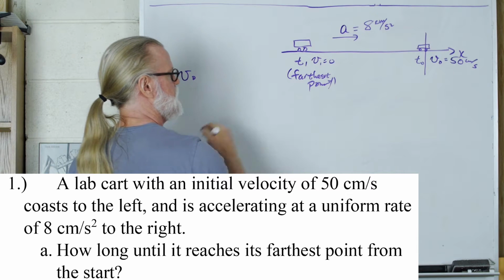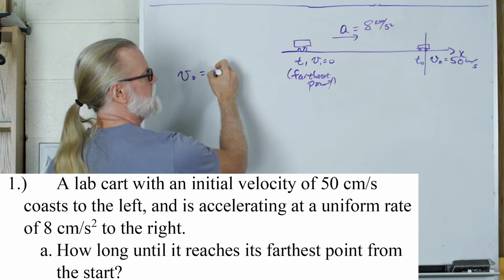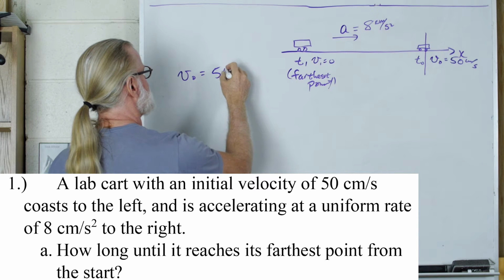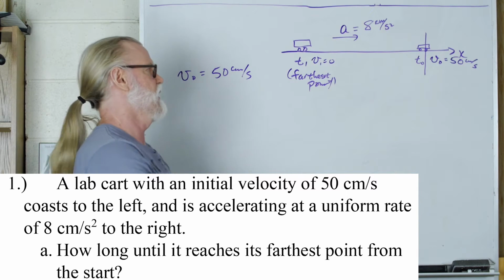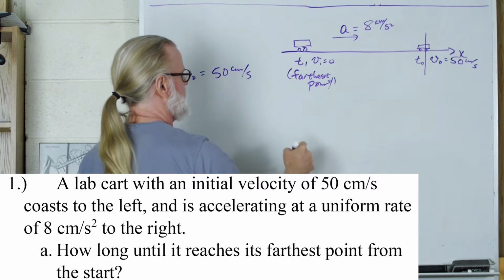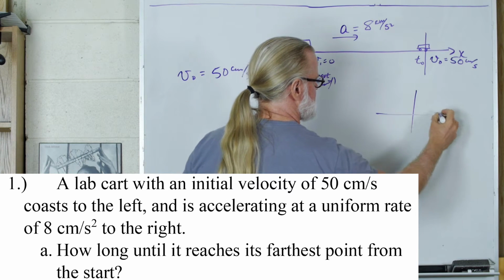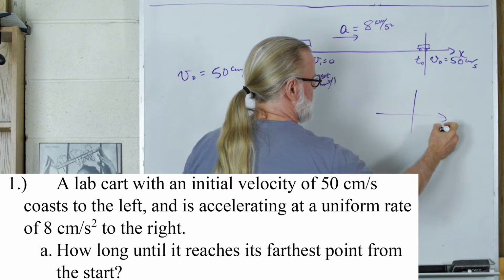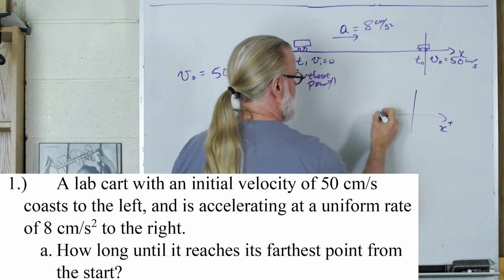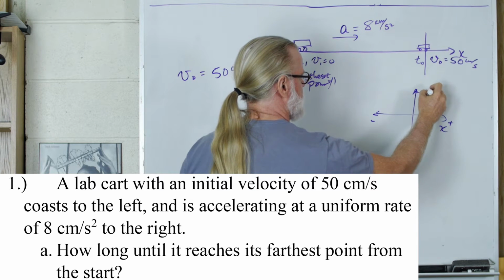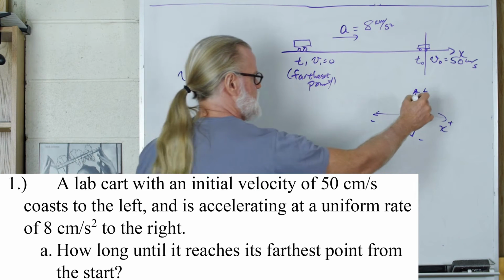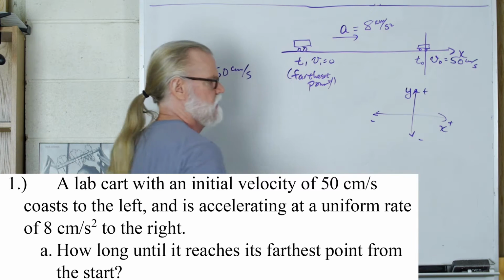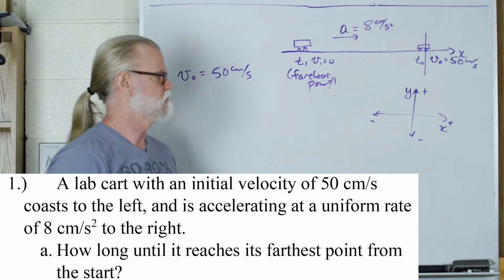V0 is going to be 50 centimeters per second. Now, is that positive or negative? Well, it's in that direction, and we remember in our math class, this way is positive, and that way's negative, and up is positive, and down is negative. We don't go up and down in this problem, though. That's why. This is strictly a horizontal problem.